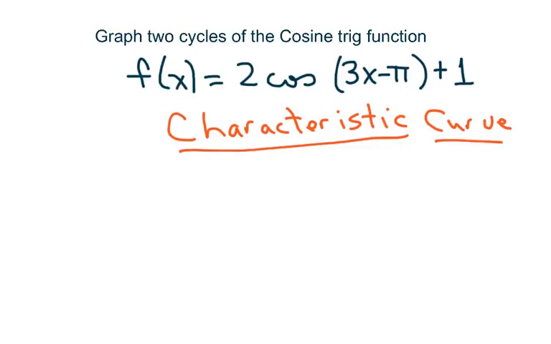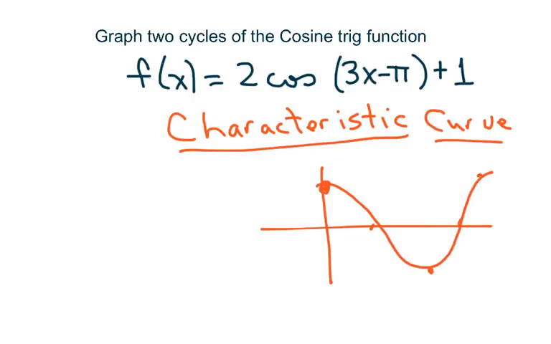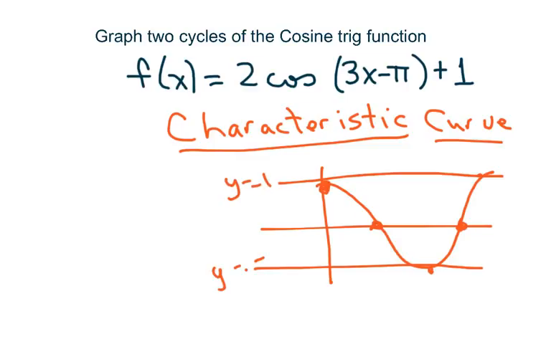Okay, we're going to graph two cycles of the cosine trig function y = 2 cosine of (3x minus pi) plus 1. The characteristic curve, if I draw a center line and an axis, would be this. Just know your parent function, and you don't have to worry about a table. There are 2 points on the center line and 2 points on the lines y equals 1 and y equals negative 1.